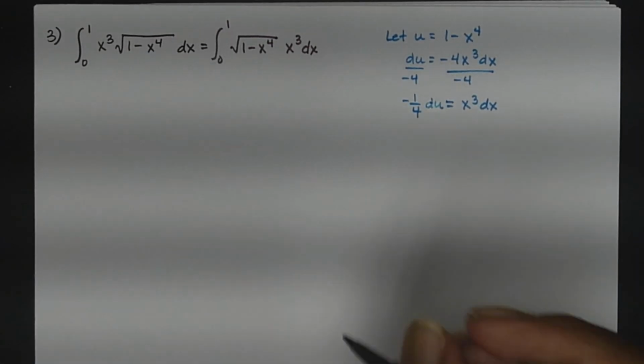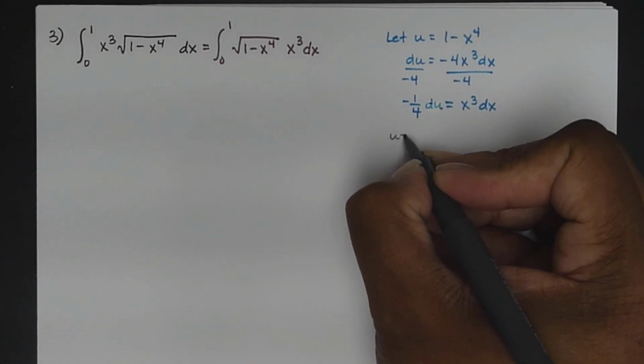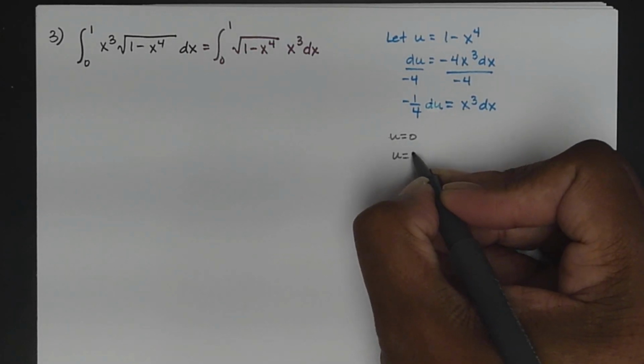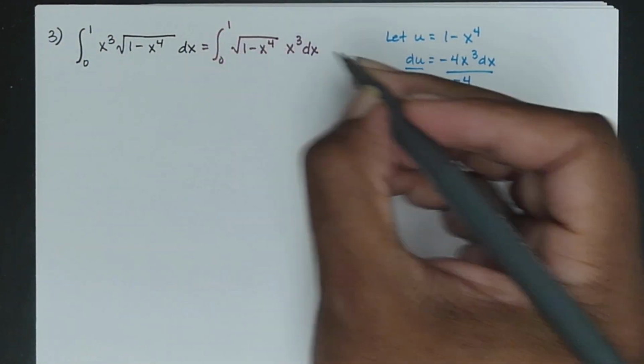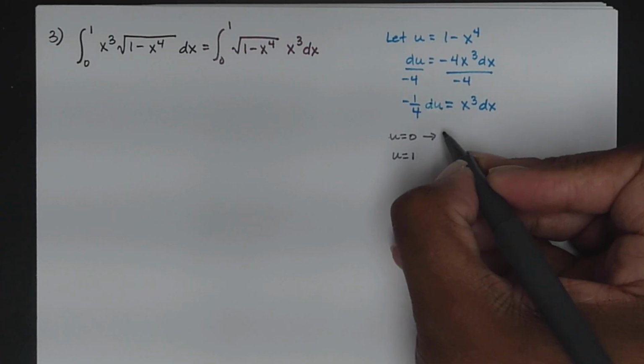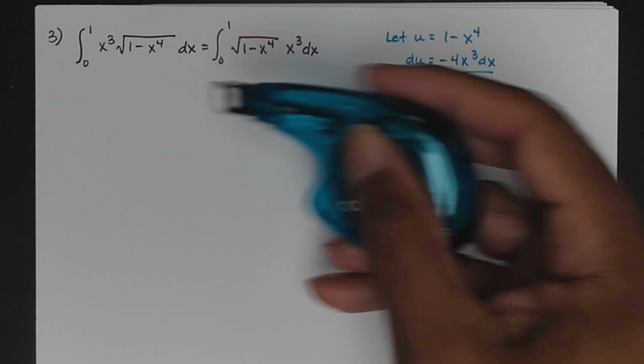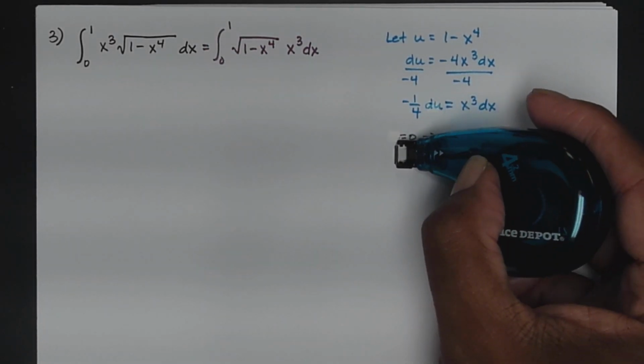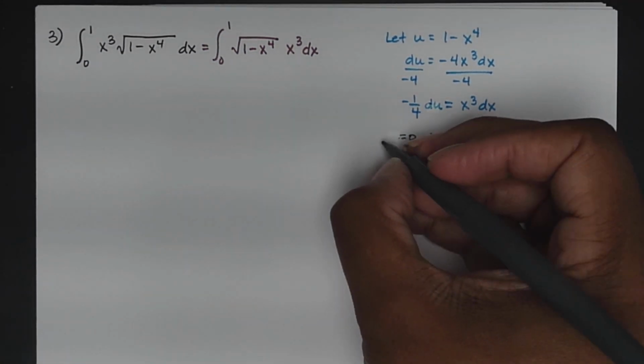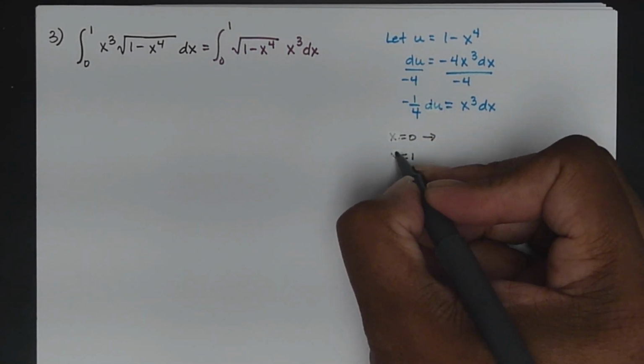all right, here's what we're going to do. We got x equaling 0 and x equaling 1. Those are the limits for x. Let's put them in terms of u. These are limits for x, and I'm trying to get them in terms of u.